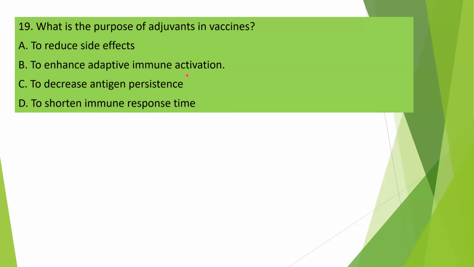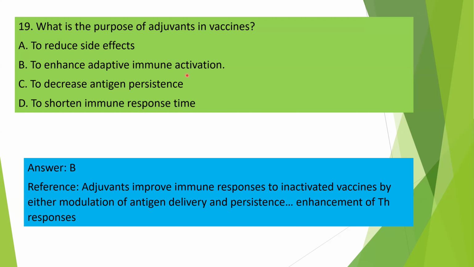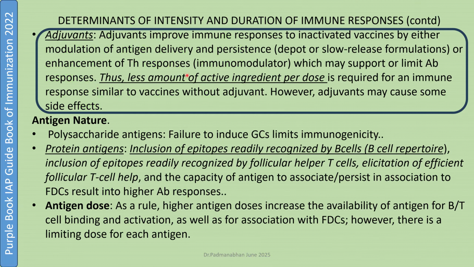Read it. What is the purpose of adjuvants in the vaccine? To enhance adaptive immune activation. Okay. Carry on. Read it. Adjuvants improve immune response to inactivated vaccine by either modulation of the antigen delivery and persistence and enhancement of T helper cell responses. Read it. That's from the Purple Book again. Okay. Read it. What's in the bracket?